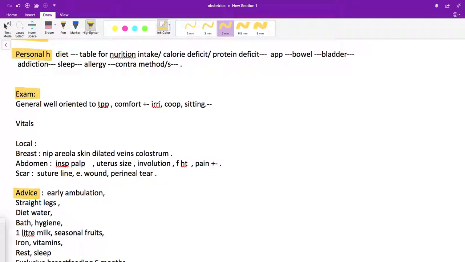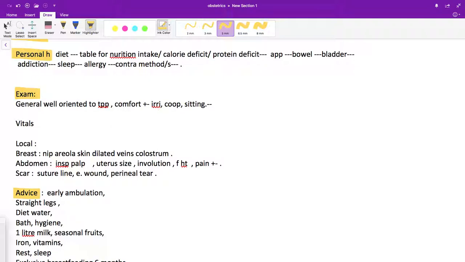In diet, first the type of diet: is it veg or non-veg? That will come in the diet part. Then you can also draw a table, and for a typical day ask the female what she takes from morning till evening, all the food items, all the liquids and everything. For each item you have to write the calories in that item, that is kilocalories, and the protein content. Then for the total day, calculate the calorie intake per day, and the protein content.